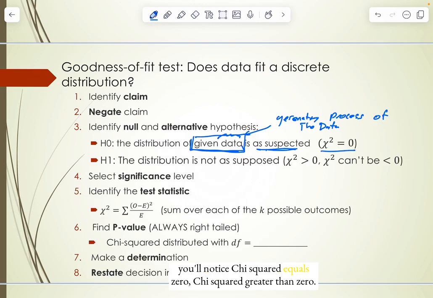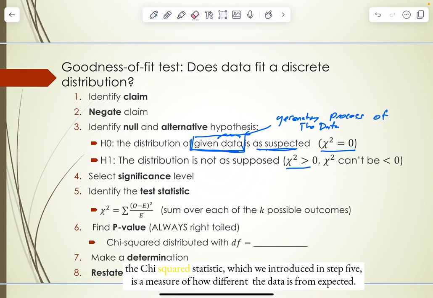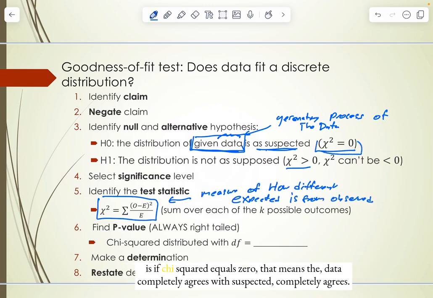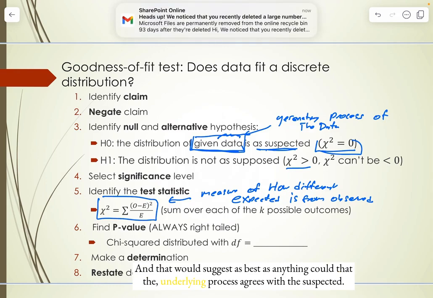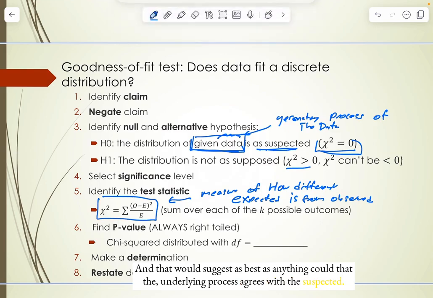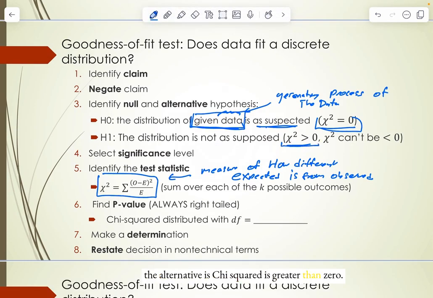You'll notice chi-squared equals 0, chi-squared greater than 0. The chi-squared statistic, which we will introduce in step 5, is a measure of how different the data is from expected. If chi-squared equals 0, that means the data completely agrees with the suspected, and that would suggest, as best as anything could, that the underlying process agrees with the suspected. The alternative is chi-squared greater than 0. Chi-squared will never be negative, so the opposite is just that chi-squared is greater than 0.